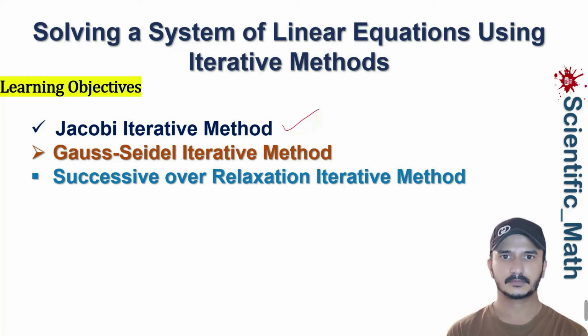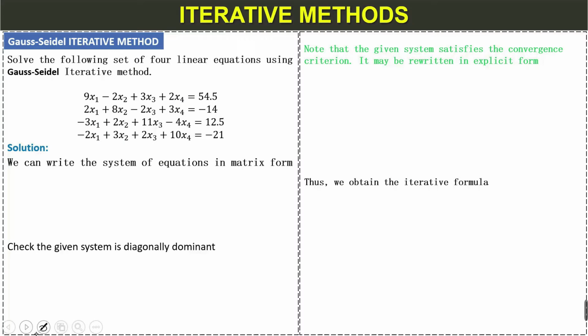Okay, so in this lecture we will solve an example using the Gauss-Seidel iterative method. So let's start. Solve the following set of four linear equations using the iterative method. We have been given a system of four linear equations, and we know what our first step is.